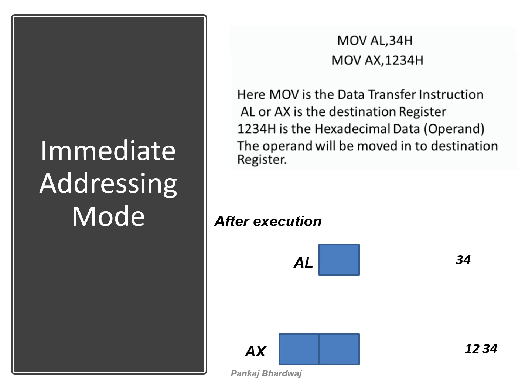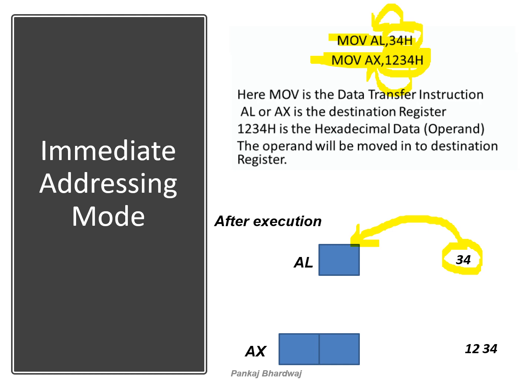Coming to the first one, that is immediate addressing mode, like MOV AL, 34H or MOV AX, 1234H. That means the immediate data 34 will be moved into the AL immediately, or 1234 is moved to AX immediately. That means this 34 immediate data is moved into the AL register.